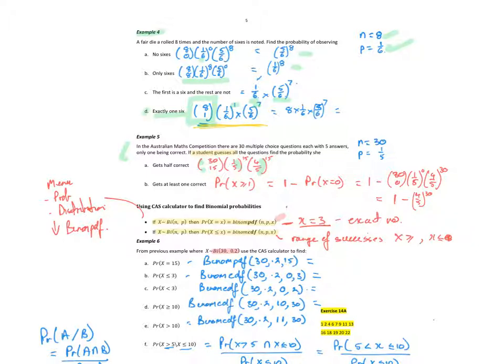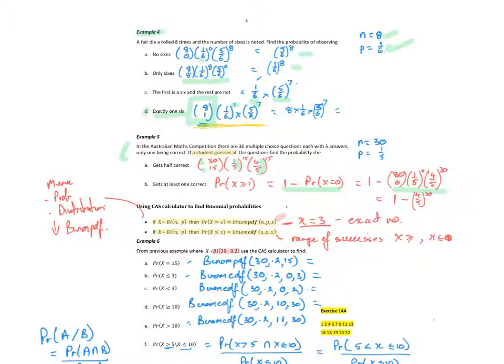At least 1 correct, we're not going to do 1 plus 2 plus 3 plus 4 plus 5, etc. up to 30. That's the equivalent of 1 minus getting none of them correct. And so the probability of getting none correct is just x is equal to 0. So 30 C0, 1/5 to the 0, 4/5 to the 30. All right. Obviously, in this one here, you're going to have to pause it a little bit so that you can write the information into your booklets.